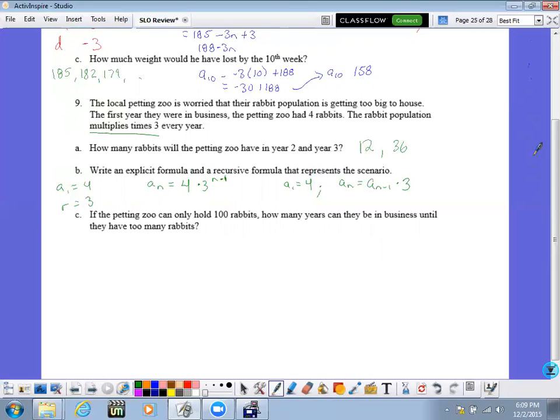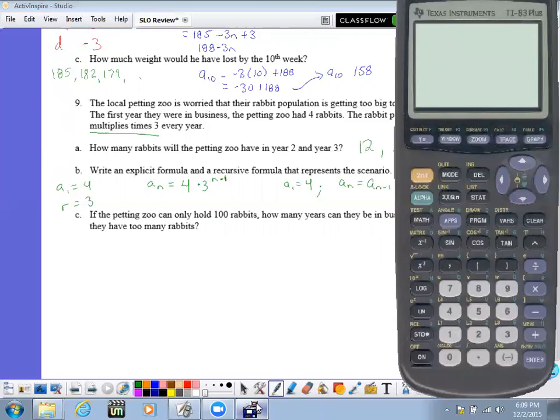It says that the petting zoo can only hold 100 rabbits. How many years can they be in business until they have too many rabbits? A bunch of different things we can do here. I think some people just go ahead and start putting random numbers into their calculator until they get up to 100. Something that I'm going to do, turn this on. I'm going to plug it in as a function, and I'm going to look at it. So we have this explicit formula, 4 times 3 caret, and instead of n, I'm just going to use the x.